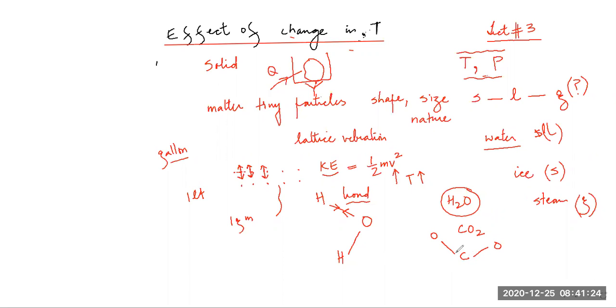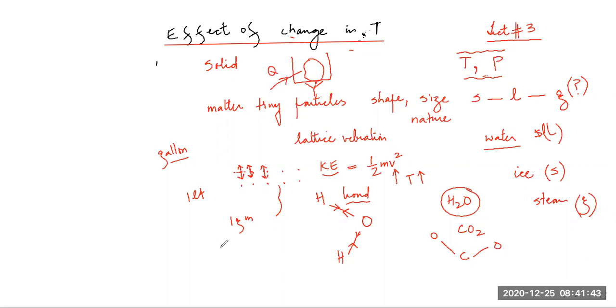This we say CO2, which is bonded to two oxygen atoms. That means there is a bonding between the carbon atom and two oxygen atoms. Here there is a bonding between one oxygen atom and two hydrogen atoms. This bonding is what? Bonding means there are forces of attraction.